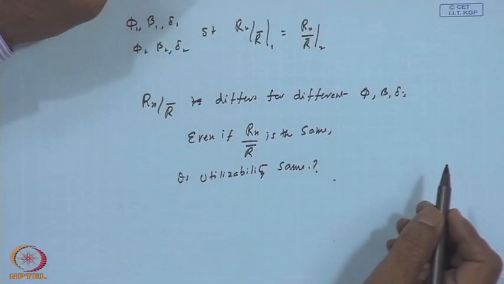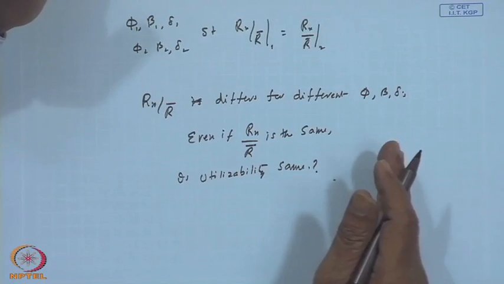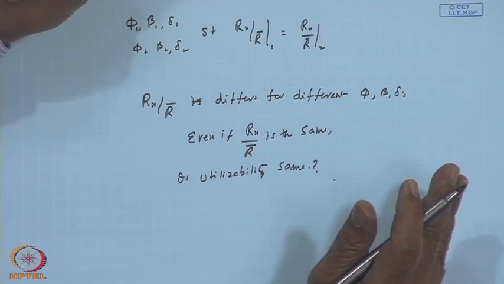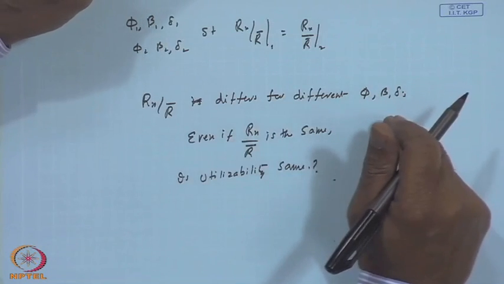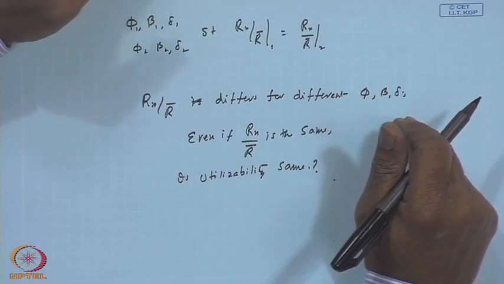So, according to that correlation, for a given k t bar, of course, and x bar, they are the same, right, but they will not be the same, or they will be the same, which we have to find out from the data. So, such studies we have done. Under certain conditions, the utilizability can be different, even if R n by R bar is the same for two different sets of phi beta delta. Of course, you have to really search the combination, because your k t should be the same, x c bar should be the same, etcetera, etcetera.